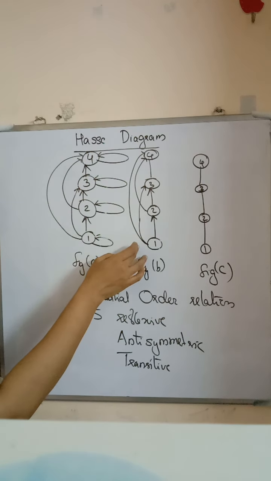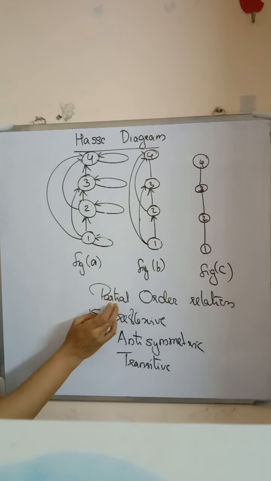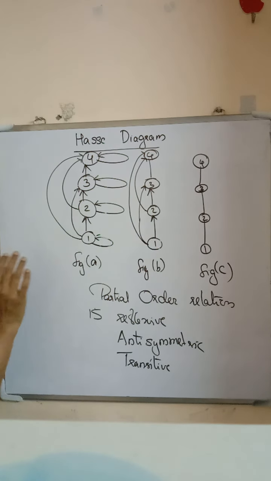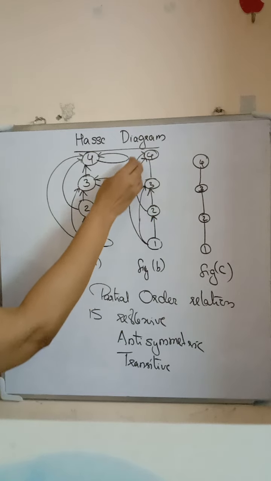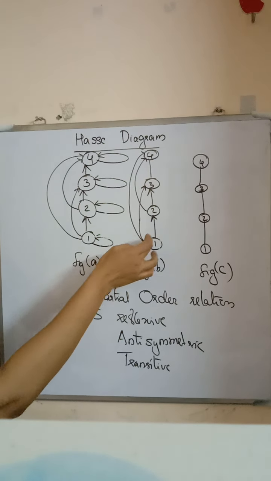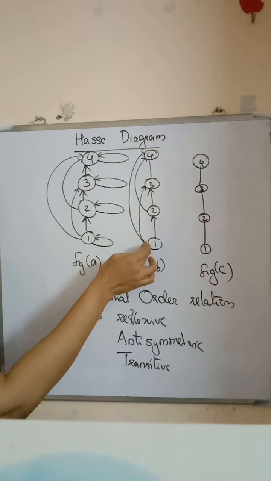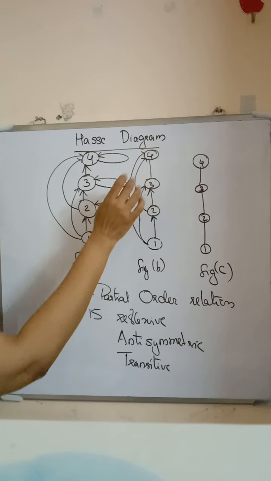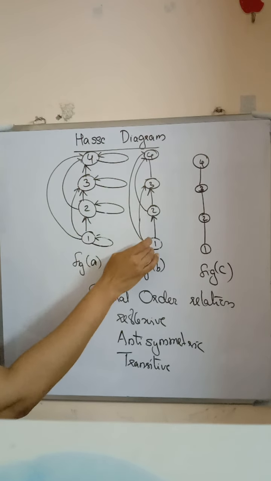Also the transitivity is understood in a partial order relation. So we delete the edges showing transitivity. 1 related to 2 and 2 related to 3. This edge 1, 3 shows the transitivity. So we delete this edge.